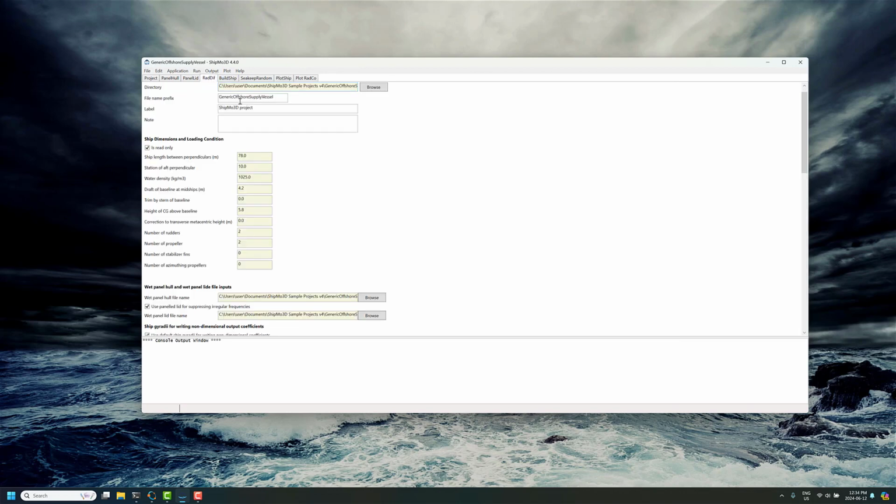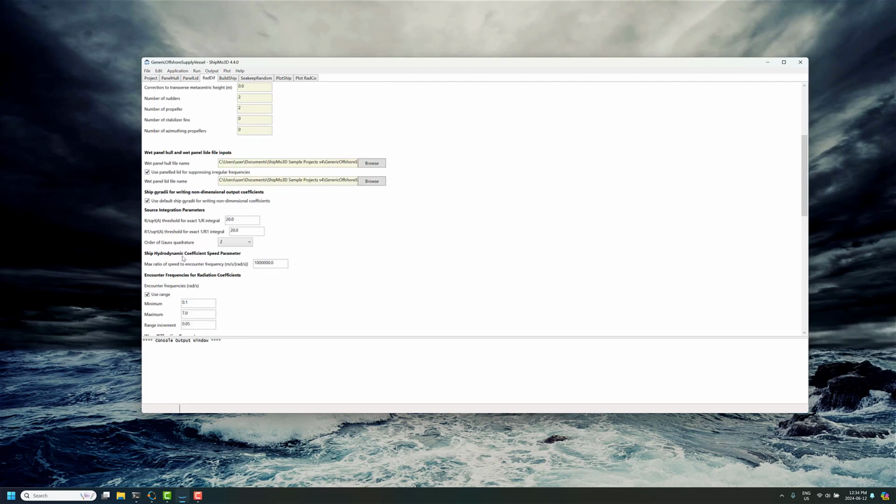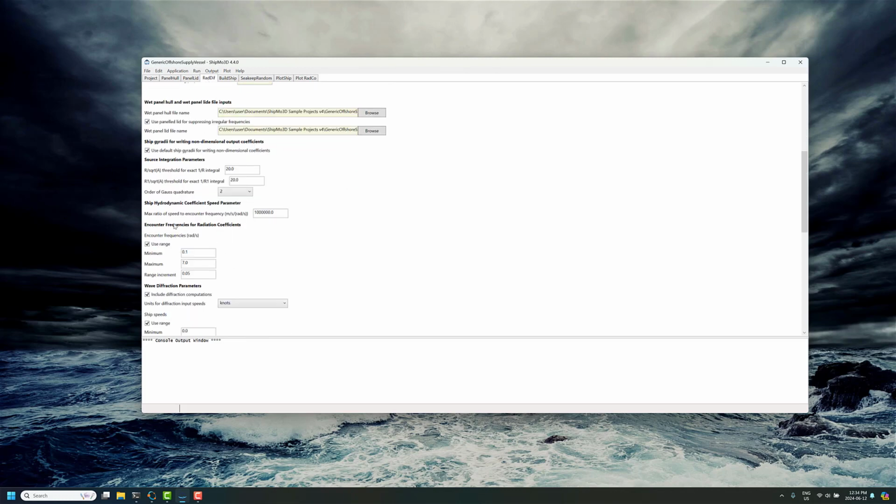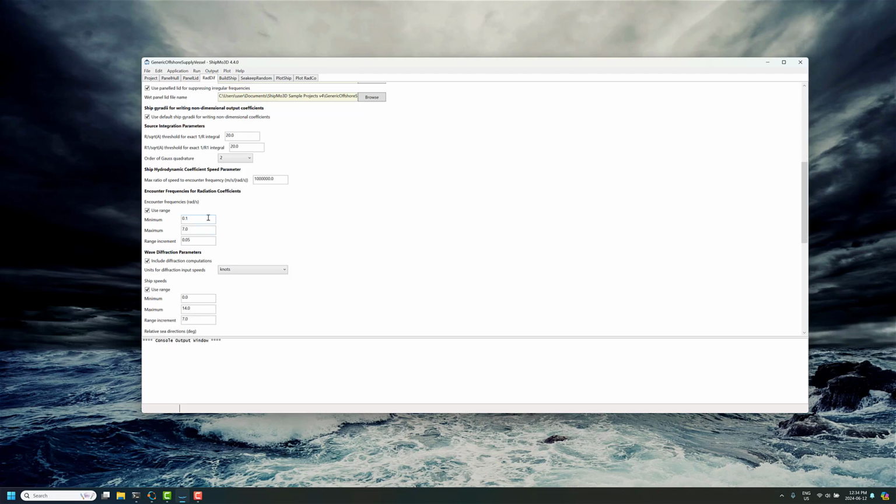What I mean by encounter frequencies is, when you look at the RAD-diff application near the top, in terms of resolving the radiation coefficients, there's a suggested default range with a minimum, maximum, and range increment. Looking at these numbers in radians per second, I had a question from a user: how can I get some guidance on what might be appropriate for this?